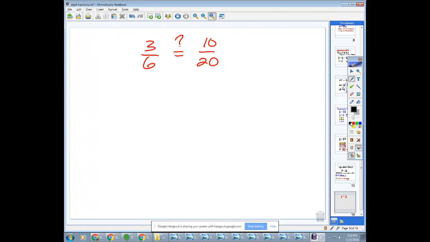And we have a couple of different ways. We could start listing off multiples of 6 and listing off multiples of 20. Or we could find the prime factorization, which I'll do with you all. So 6 is 2 times 3. And 20 is 2 times 2 times 5, 4 times 5.